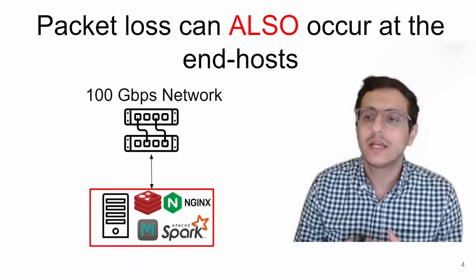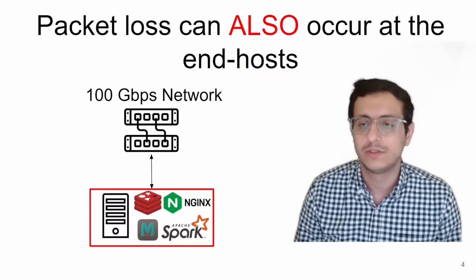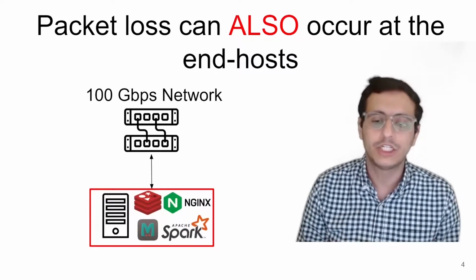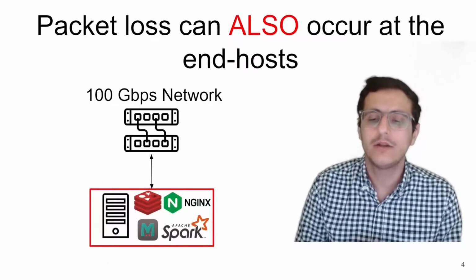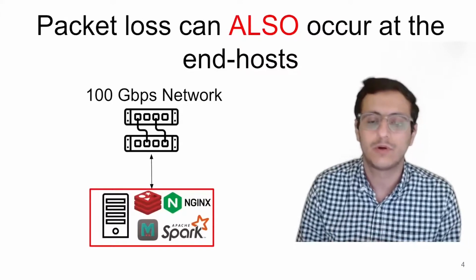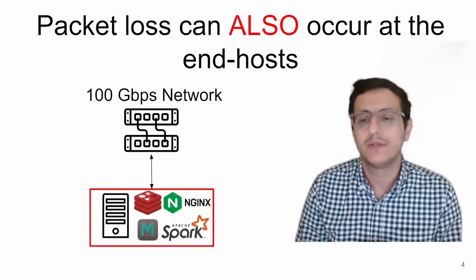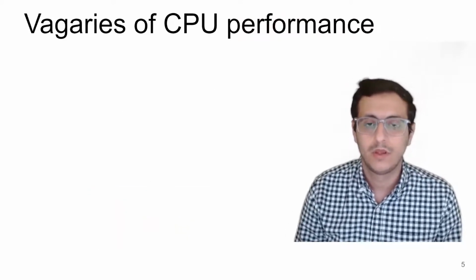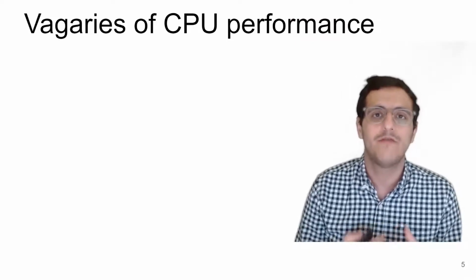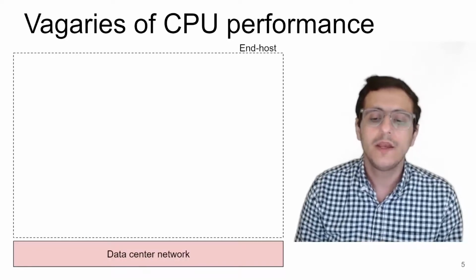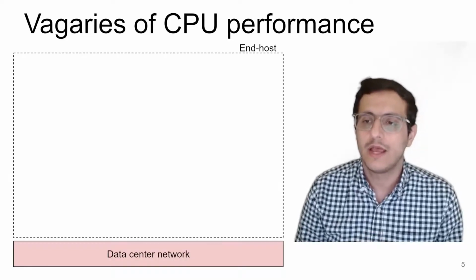Now, packet loss can also occur at the end hosts, where we have a single machine with multiple applications deployed on it, and all of them are connected to the network via a 100 gigabit per second network, for example. To explain why we have packet loss at the end hosts, I'm going to speak about the vagaries of CPU performance.